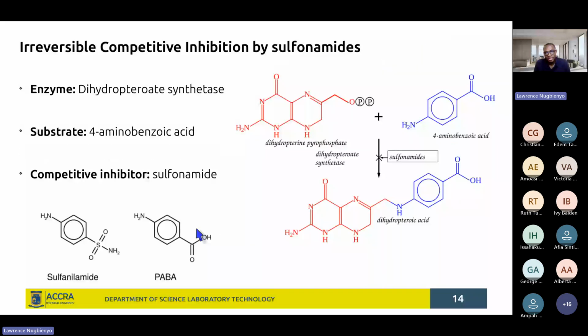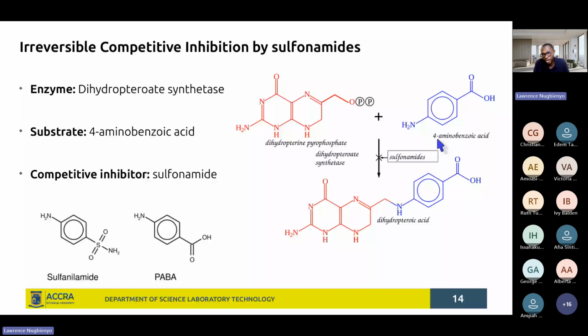So we take the first arrow where you have the dihydropteroate pyrophosphate reacting with 4-aminobenzoic acid. And 4-aminobenzoic acid is also referred to as para-aminobenzoic acid. Para only means opposite. So you have the carboxylic acid group and the amine group. They are opposite each other.